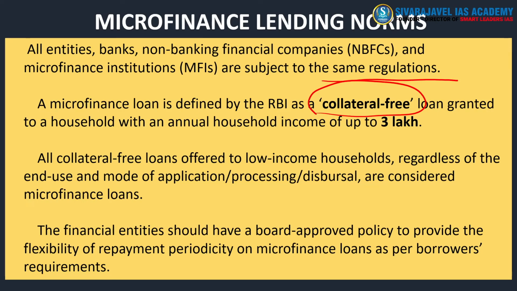And it is given to a household with an annual household income of up to 3 lakhs. Such questions are asked in prelims. That is the limit. Here the limit is 3 lakhs. Now all collateral free loans offered to low income households, regardless of the end use and mode of application processing, whatever it is, are called microfinance loans. So just the conditions are collateral free and the income should be within 3 lakh. If it is so, it's called a microfinance loan.